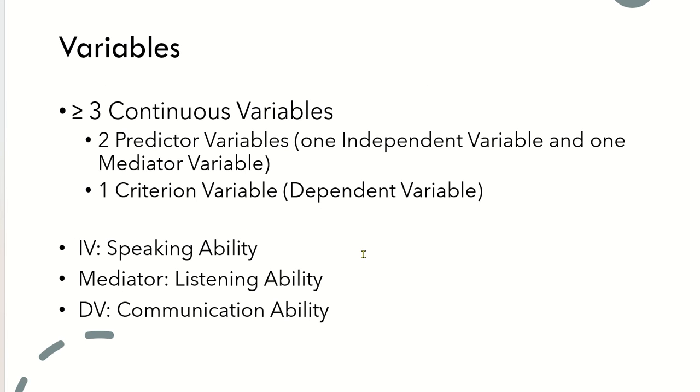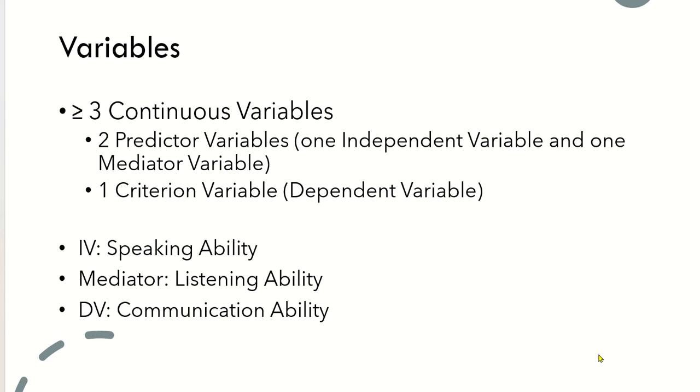So to perform an analysis like this, you need at least 3 continuous variables, and 2 of which are what we call in regression predictor variables. Predictors are like independent variables. So for these 2 predictor variables, one is the independent variable and one would be the mediator variable. And then the third variable is what we call in regression a criterion variable. And we can think of that as like a dependent variable.